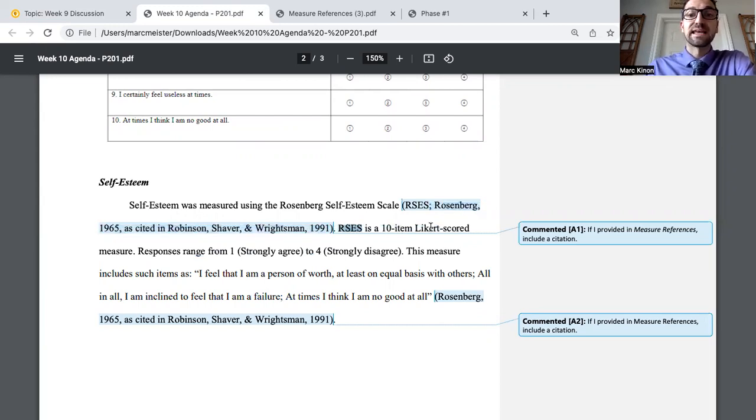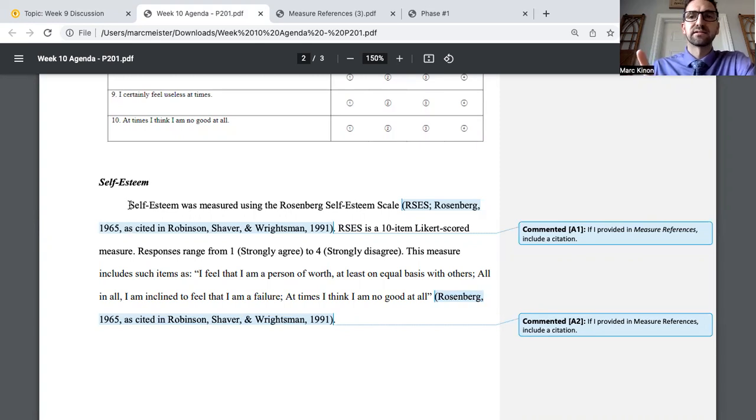RSES is a 10-item Likert scored measure. Responses range from 1 strongly agree to 4 strongly disagree. This measure includes such items such as, and then there's 3 examples, and then it ends with a parenthetical citation. Okay?